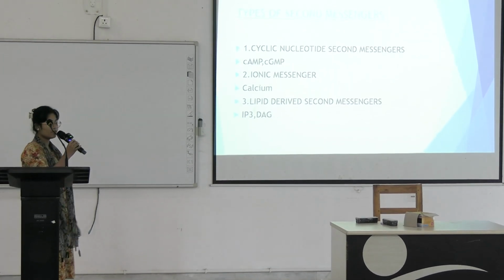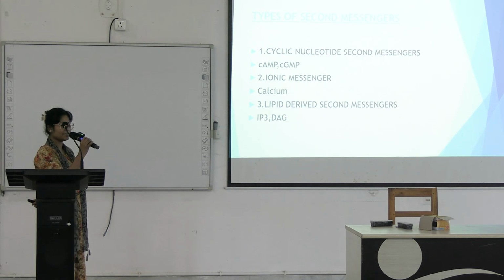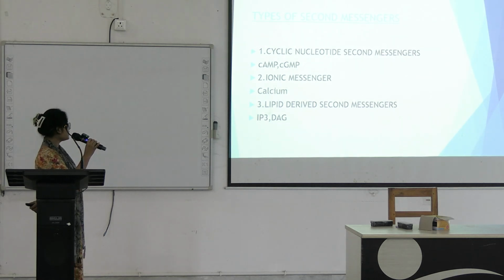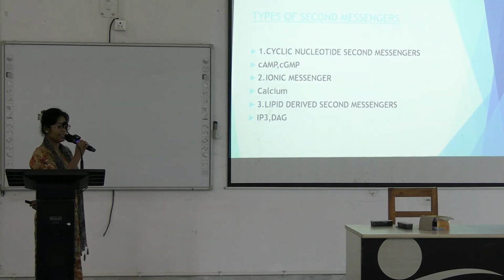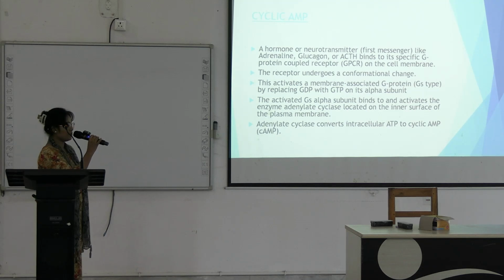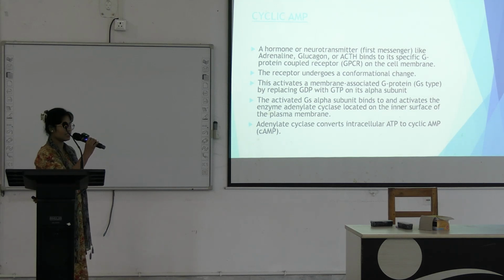First one is cyclic nucleoside second messenger: cyclic AMP, adenosine monophosphate, and cyclic GMP, guanosine monophosphate. The second one is ionic messenger, calcium, and the third one is lipid derived second messenger, IP3 inositol triphosphate and DAG diacylglycerol. Then cyclic AMP: a hormone or neurotransmitter like adrenaline, glucagon or ACTH binds to its specific G protein coupled receptor on the cell membrane.